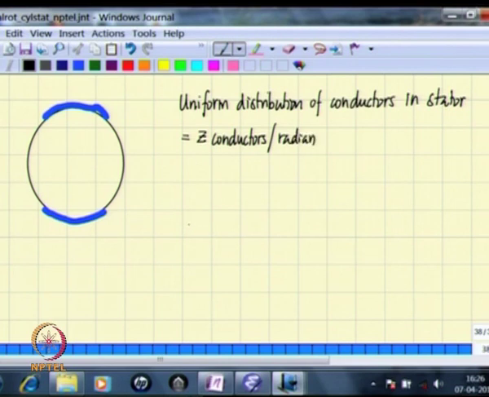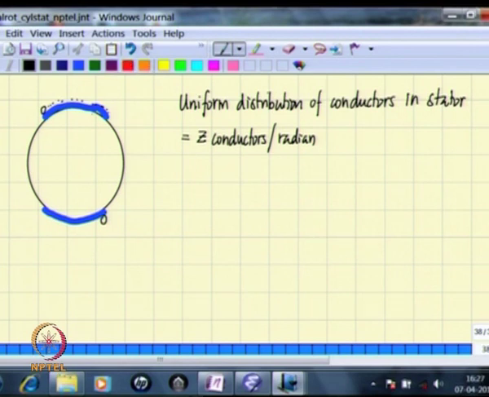Now if it is Z conductors per radian, what we are essentially saying is that each conductor here has a return conductor 180 degrees away, that the coils are full pitched, and then the next turn comes here, next turn comes here and so on, and this distribution is uniform. So there are Z conductors per radian.